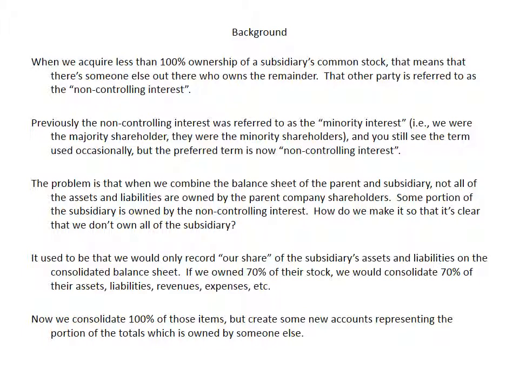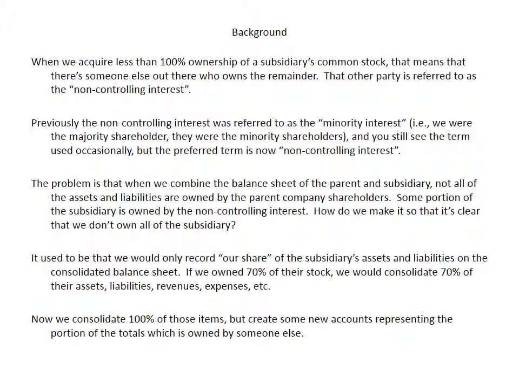there's someone else out there who owns the remainder. That other party is referred to as the non-controlling interest. Now, it used to be that those people were referred to as the minority interest, or the minority shareholders. We were the majority shareholder, they were the minority shareholders. And you still see that term used occasionally, but the preferred term is now non-controlling interest.